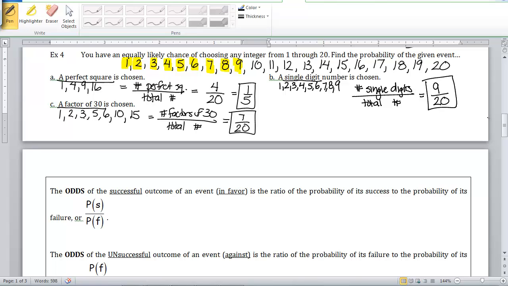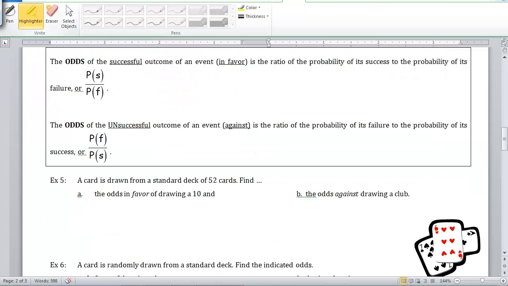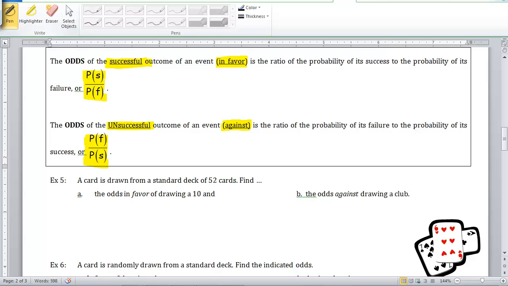Let's now take a look at odds. The odds of the successful outcome of an event, meaning in favor, is going to be the ratio of the probability of its success to the probability of its failure, which would look like this. The odds of an unsuccessful outcome of an event, or the odds against an event, is the ratio of the probability of the failure to the probability of the success. Something I would like you to notice is that the odds are not going to be over a total.